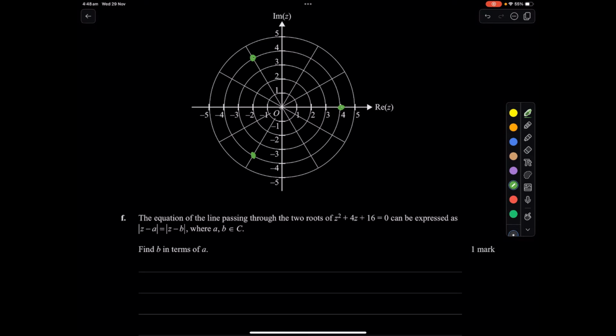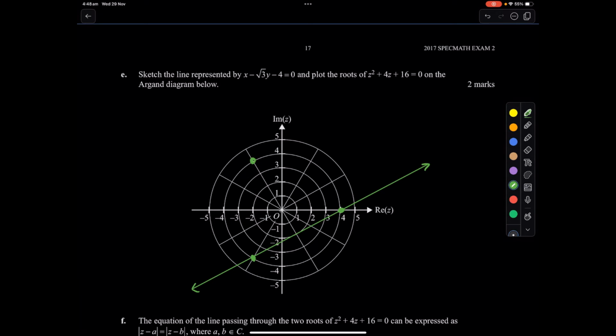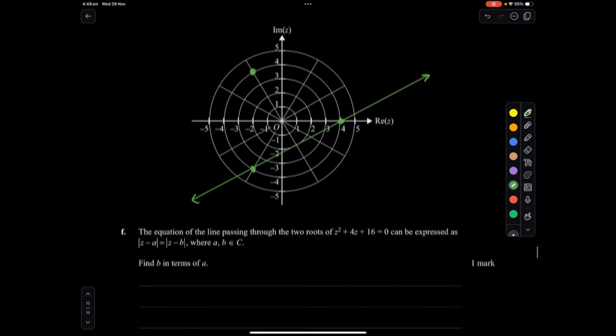We already have 2 points, so something like this. Perfect, so that is that line. And yeah, so sketch the line and plot it. That's it. We've plotted it.